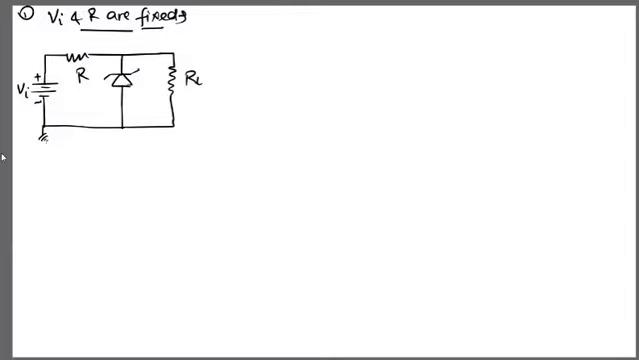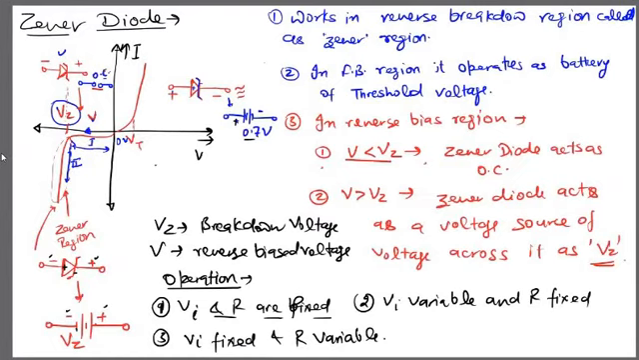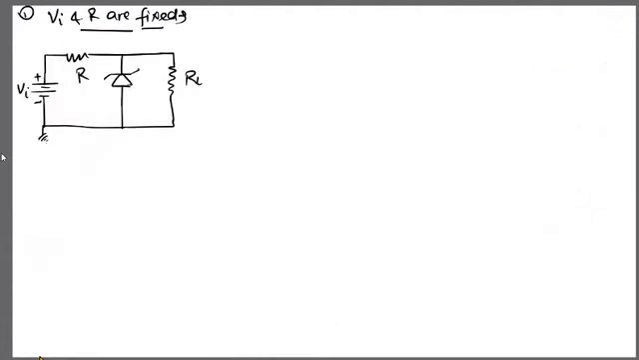The second case here we will modify a little bit. This is RL specifically. So here if Vi and RL both are fixed, in that case what will happen? This is the input resistance and this R is RL, the load resistance. This input voltage will supply a current here, and this will provide a current IZ, the current across the Zener diode, and then there will be some voltage drop, plus minus.